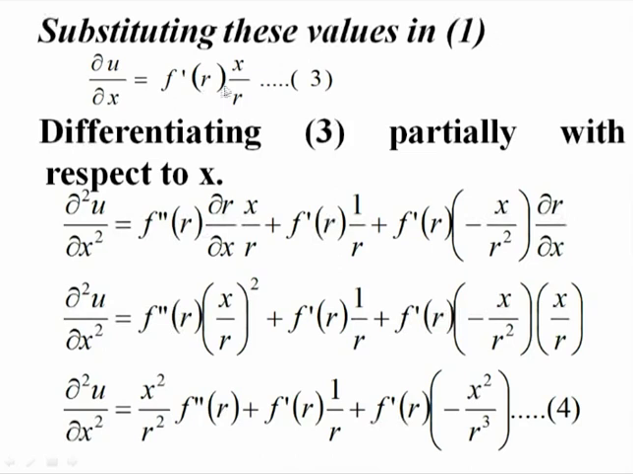Now we keep f dash r and x fixed for a while, and derivative of 1 upon r with respect to x is minus 1 upon r square into del r by del x. But we know that del r by del x is x by r. So we are substituting this value and this value in this. So we are getting this x by r, and here also x by r. So square of this, f double dash r as it is. Here f dash r 1 upon r, f dash r as it is, x minus x upon r square, and here we are getting this del r by del x as x by r. So finally we are getting del square u by del x square is equal to x square upon r square into f double dash r plus f dash r into 1 upon r plus f dash r into minus x square upon r cube. Suppose this is the result number 4.